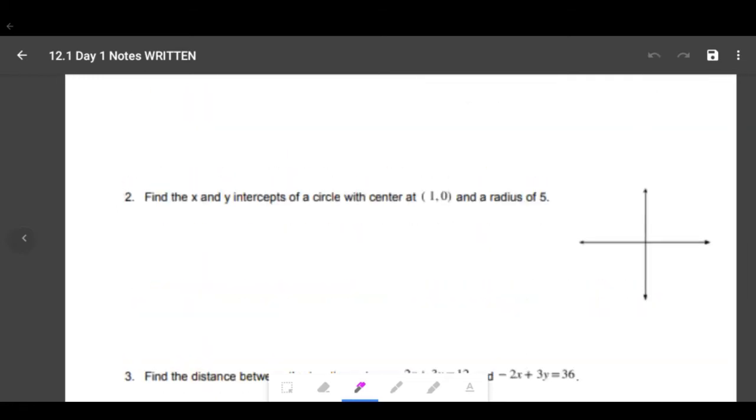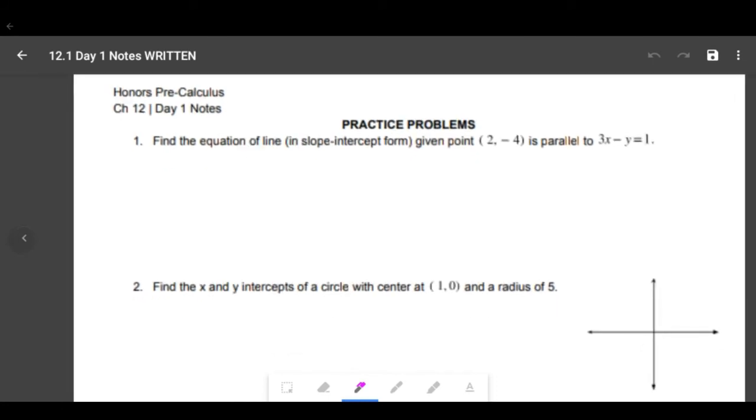All right, let's get up here to number 1. Scroll up to the top. Okay, find the equation of a line. Now they're telling us our final answer must be in slope-intercept form, given the point (2, -4), that is parallel to 3x minus y equals 1.